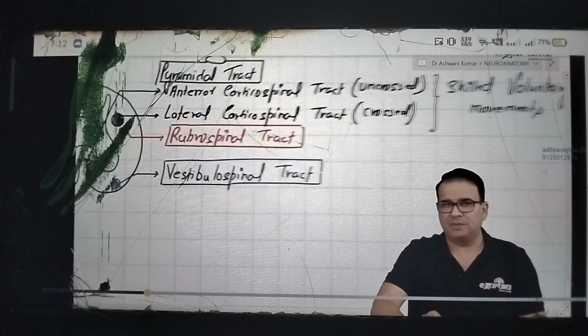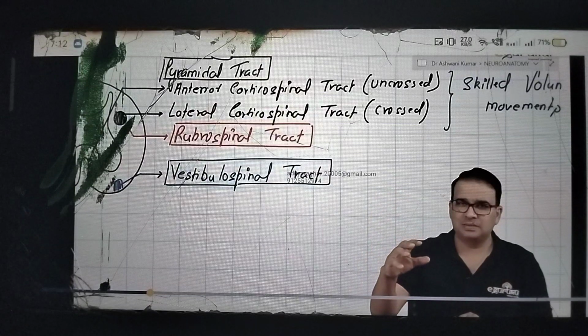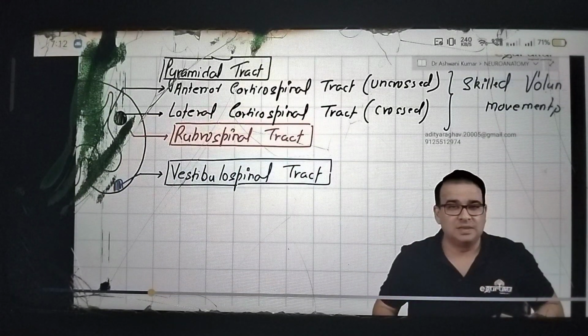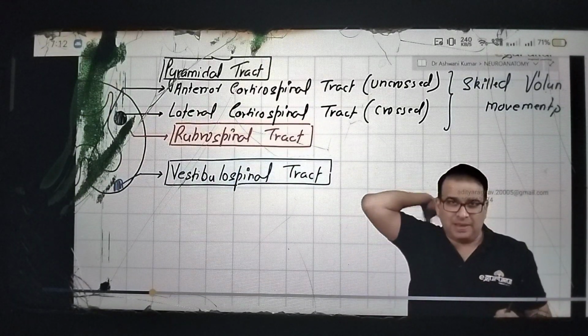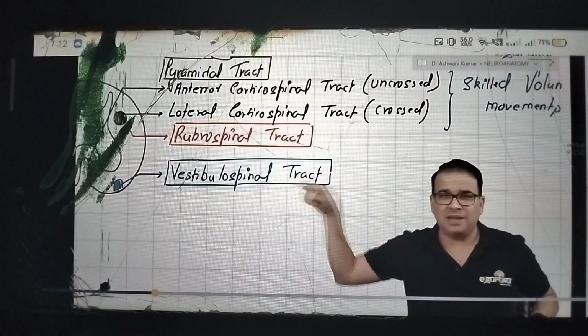Now, the reason I'm talking about them together is because their function is very contrasting. The rubrospinal tract's function is to facilitate the flexors, like all the flexors. If I have to bend forward, I'm facilitating all my flexors. But it inhibits the extensors. So the extensors are inhibited when the rubrospinal tract is working. It is facilitating the flexors and inhibiting the extensors. Whereas the vestibulospinal tract is exactly opposite.